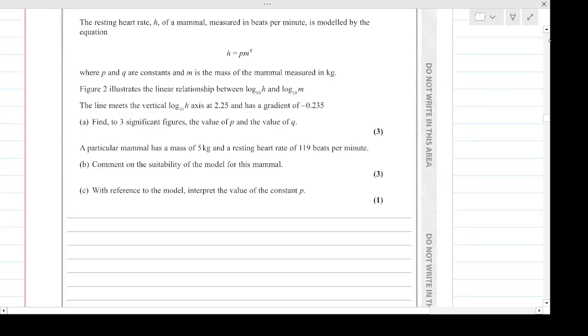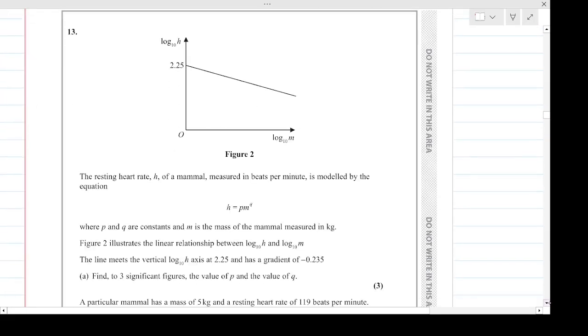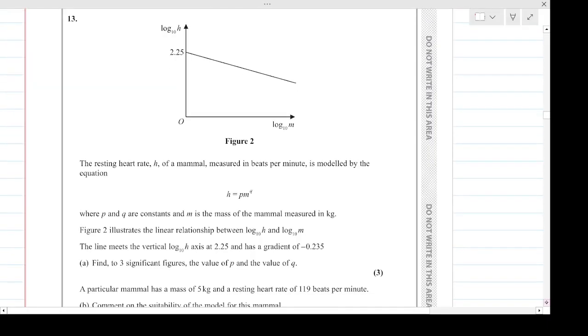Okay, cool. Question 13. I am given a log graph. So logs on my graph. What we're told here is the resting heart rate of a mammal, measured in beats per minute, is modelled by the equation h = pm^q.